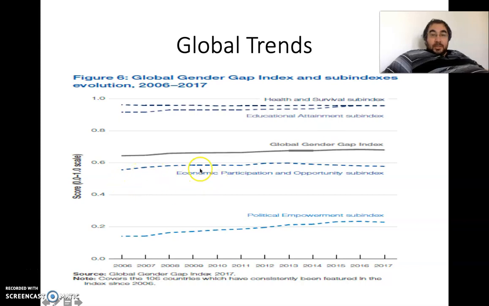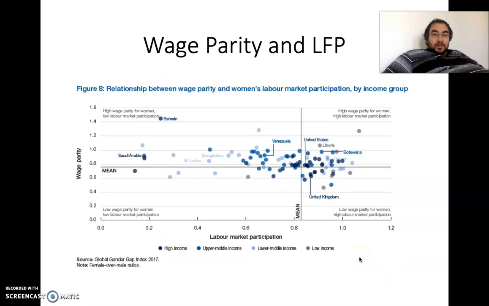Economic opportunity, overall gender gap was getting better up to 2014, and it somehow has stagnated. Economic opportunity has somehow gone worse. Political empowerment has increased, and in the last 2 years, it has stagnated. And health and education, both of them were already very high in 2006, and they have more or less stayed the same up to 2017. So these are different variables, basically.